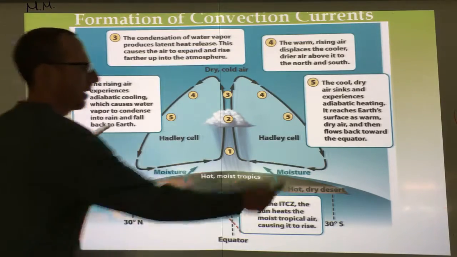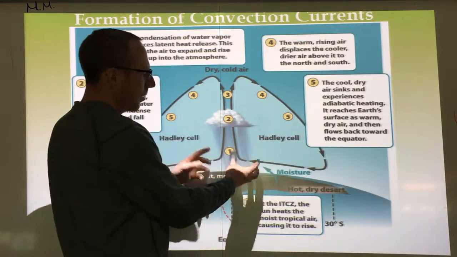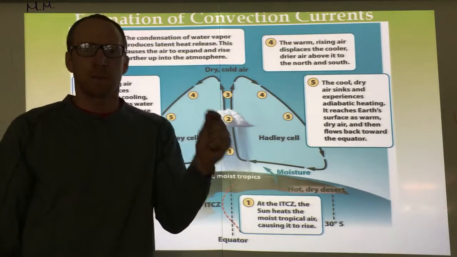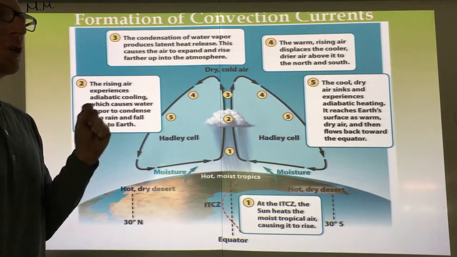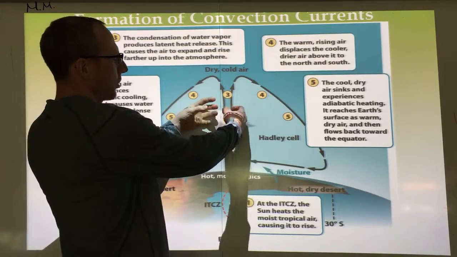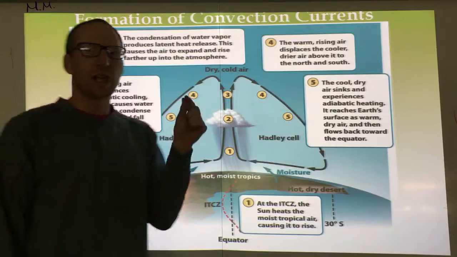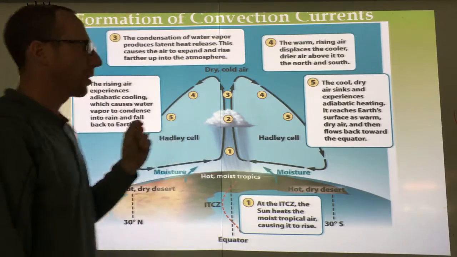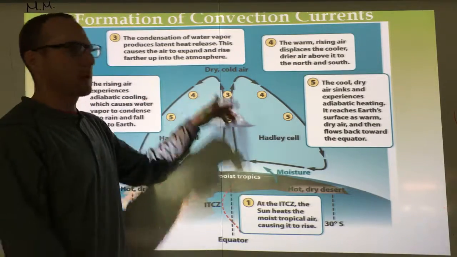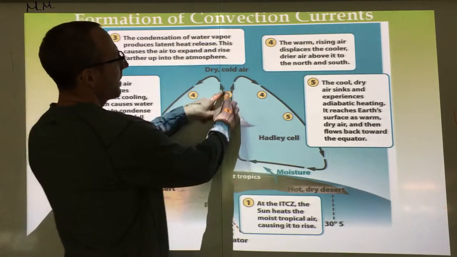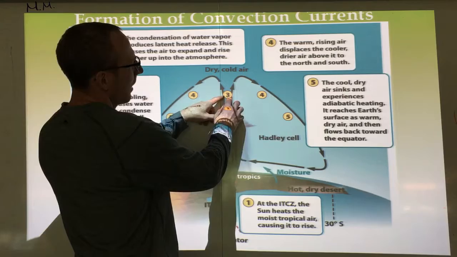What's going on is this warm, moist air is rising in the tropics. As it rises, it adiabatically cools. So the pressure gets less, it starts to expand, the temperature decreases, the air can no longer hold water like it used to, so then it rains, and it keeps raining, and that's why we get a lot of rain in the tropics.